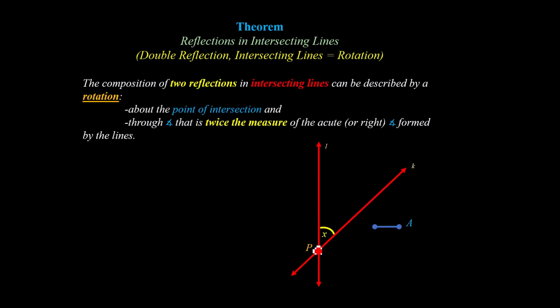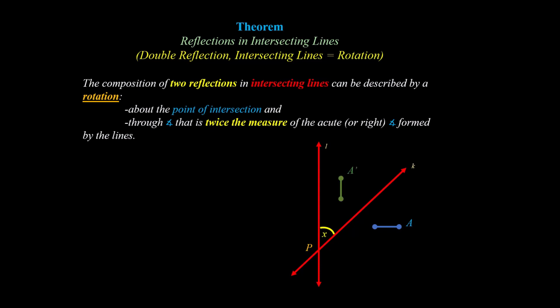And secondly, the angle of rotation will be twice the angle that's formed by the intersecting lines. So the rotation will be about the point of intersection and through the angle that is twice the measure of the acute or right angle formed by these lines. Now, what does that mean? So first, if I were to reflect this segment A first across line K and then across line L, I'm just reflecting across two intersecting lines.